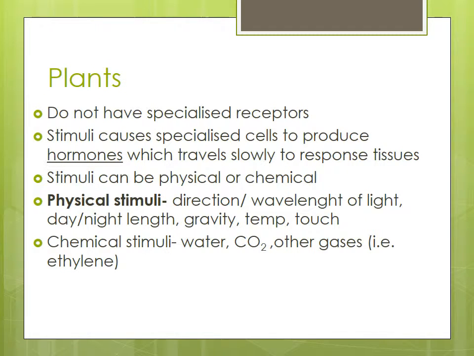Okay, plants don't have specialized receptors. These plants rely on stimuli, and these stimuli create hormones within the plant, and these hormones travel throughout and then cause their response. Some of the stimuli which can trigger the release of hormones are physical stimuli, so the direction or the color, wavelength of the light, day or night, so the length of the light, gravity, temperature, and touch. And then there are the chemical stimuli: water, CO2, other gases.